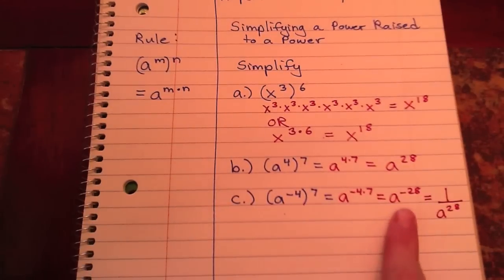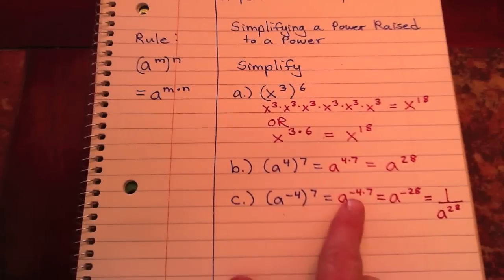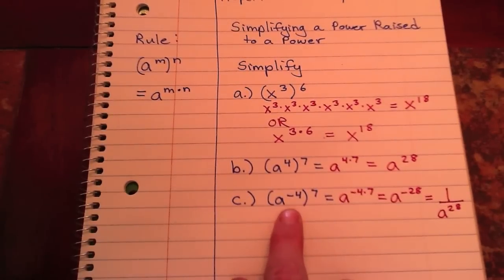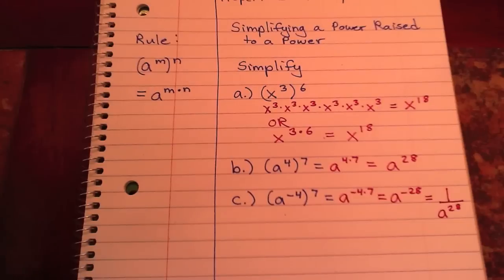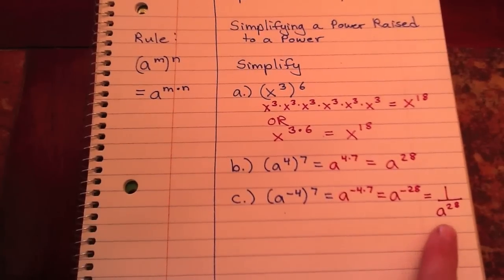Because you never want to write an answer with a negative exponent. And notice negative times a positive is a negative, which is what dropped it down to the bottom. If we'd written this the long way, it would have been 1 over a to the 4th times 1 over a to the 4th times 1 over a to the 4th times 1 over a to the 4th 7 times. Still would have ended up with 28 right here, as the power.